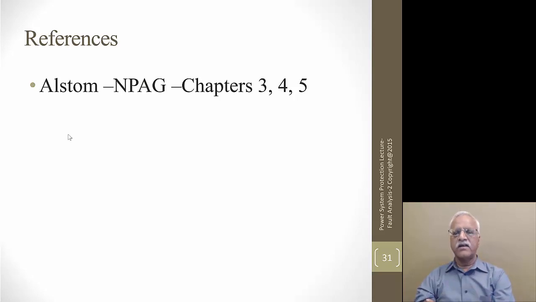In the next lecture, the only unknown we had here was how to develop the sequence networks, and we will work on it and then look at how to develop the sequence networks in the next class.